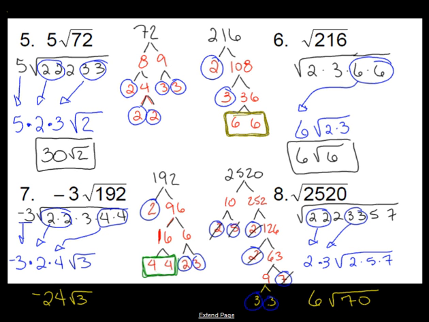Simplifying perfect squares, looking for numbers with square roots, irrational numbers between two consecutive digits, and then simplifying radicals. As always, pay attention to what you're doing, and good luck.